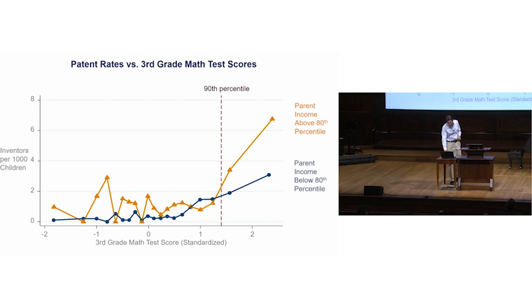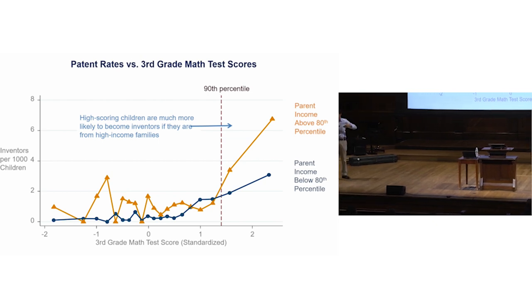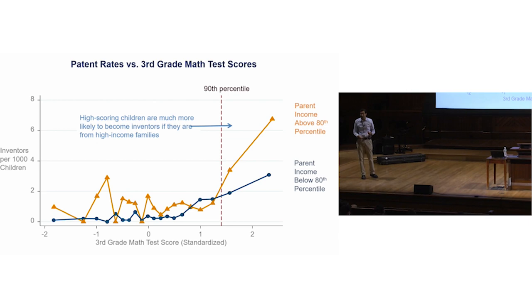The way we can do that, and I think the more interesting analysis here, is to split the chart that I just showed you out separately by parent income. So here, same plot as before, but the blue series is for kids growing up in low and middle income families, below the 80th percentile of the income distribution, and the orange is for kids growing up in high income families, the top fifth of the income distribution.